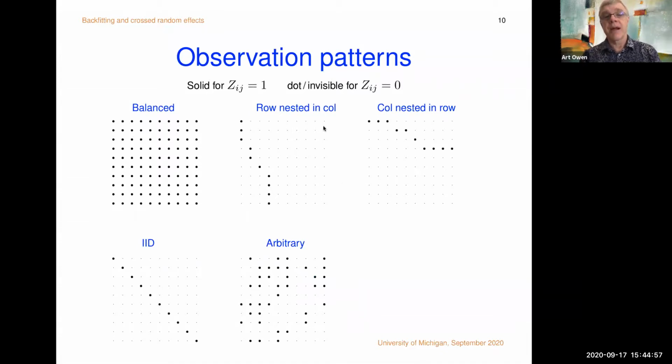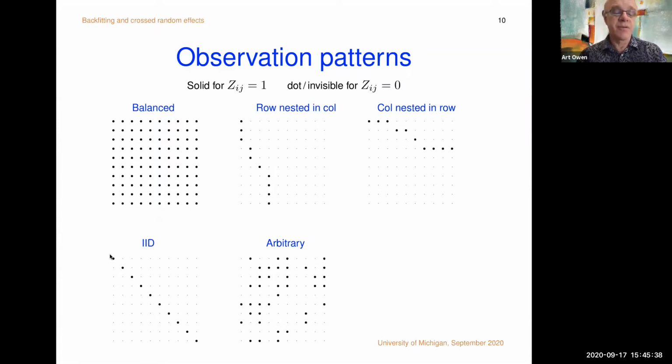Here's how our pattern of Zij's could really look. I'll put a big dot if it's a 1, and a tiny dot or invisible otherwise. If it's balanced and you see every row with every column, then you have this grid. That's the easy case. That's the case we don't have. You could have rows nested in columns. So the first column had rows 1, 2, and 3, and then rows 4 and 5 were in the second column, and so forth. And you never see 2 data points in the same row. The rows are nested in columns. That's a hierarchical structure. And of course, it could be transposed, columns nested in rows.